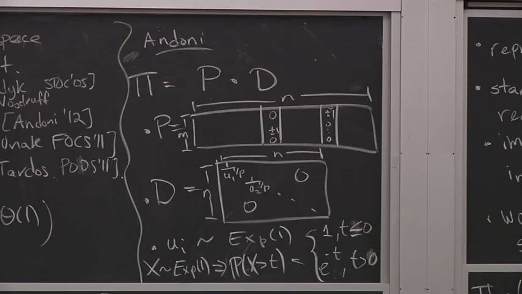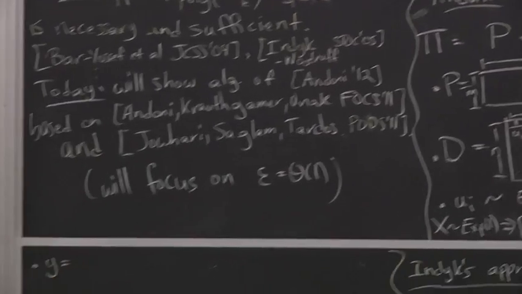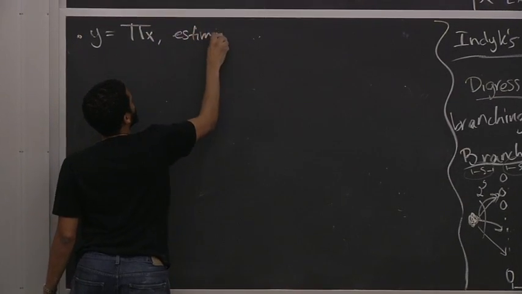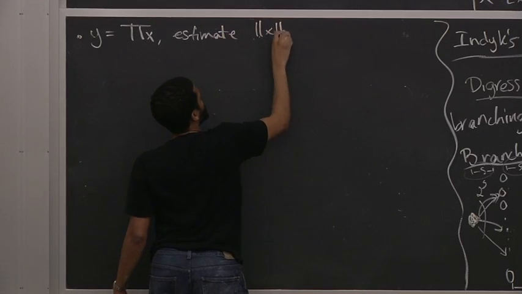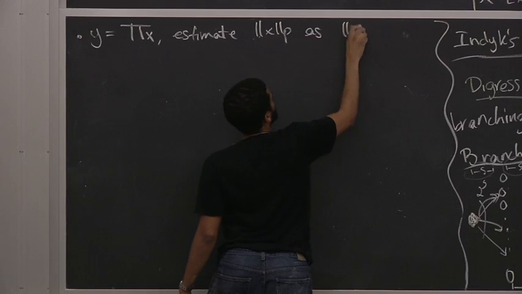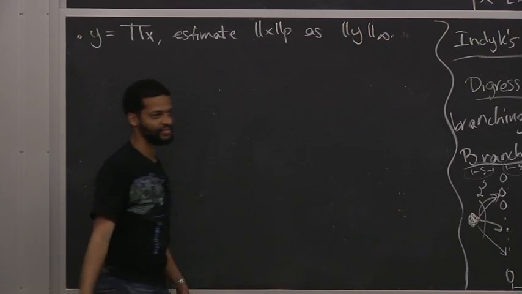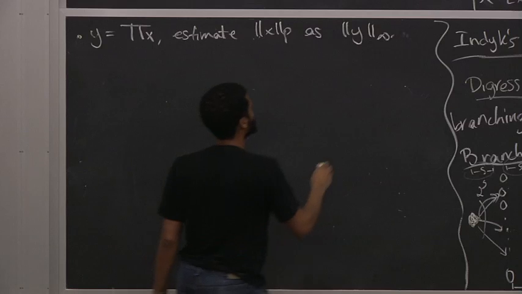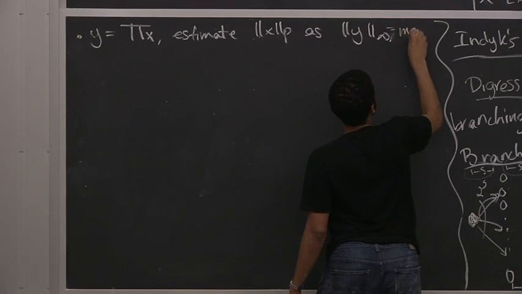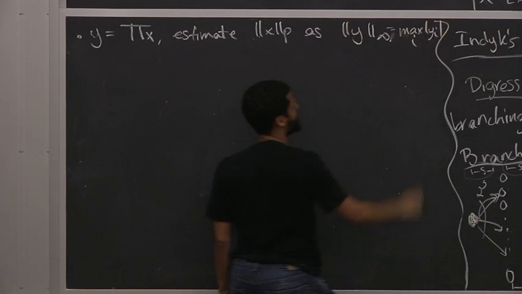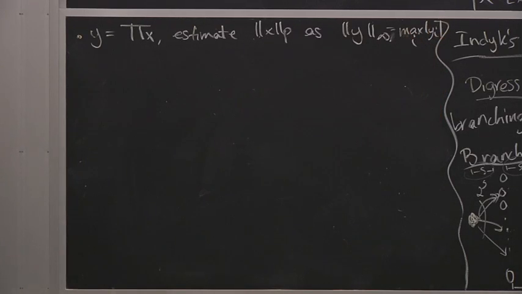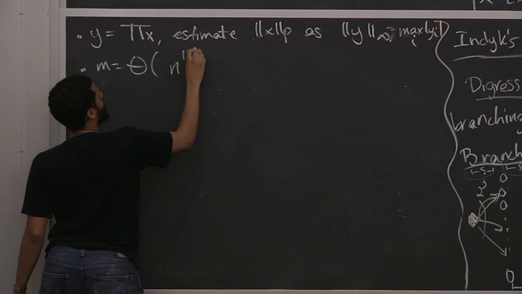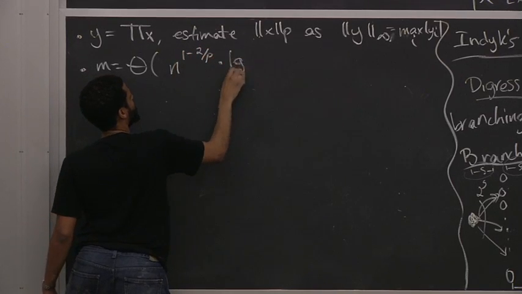So y is going to equal pi x, and we're going to estimate the Lp norm of x as the infinity norm of y, which is the max of the absolute value of yi. And we're going to pick m to be something like n to the 1 minus 2 over p times log n.